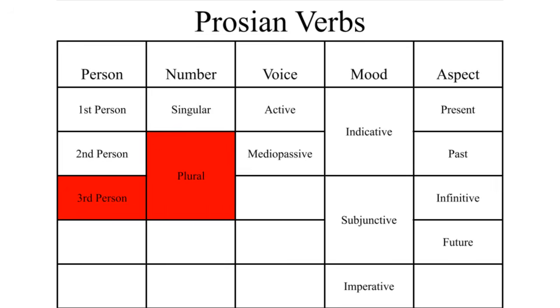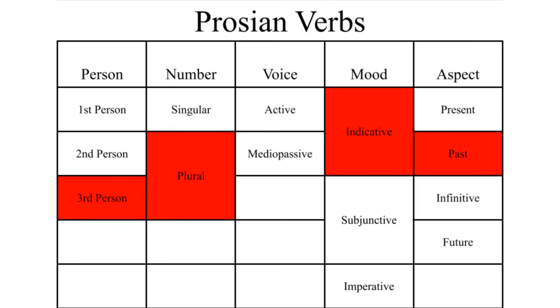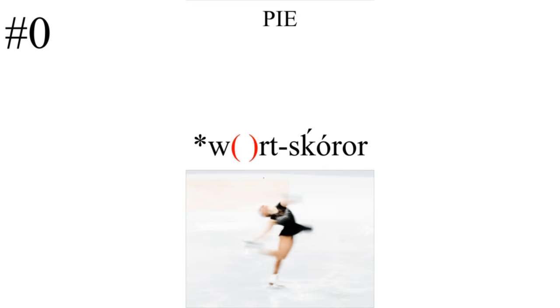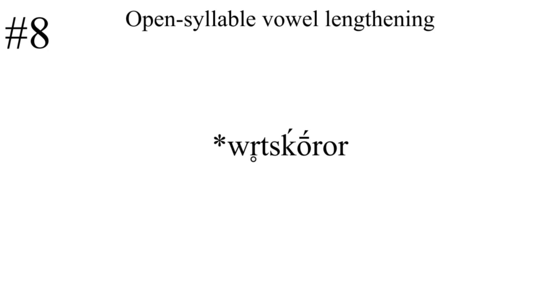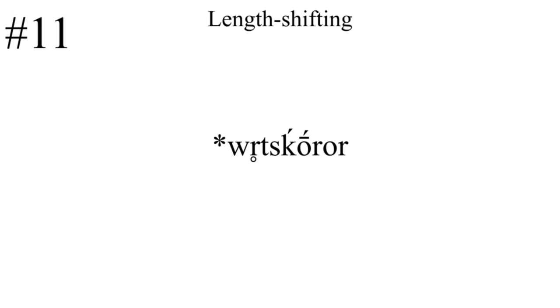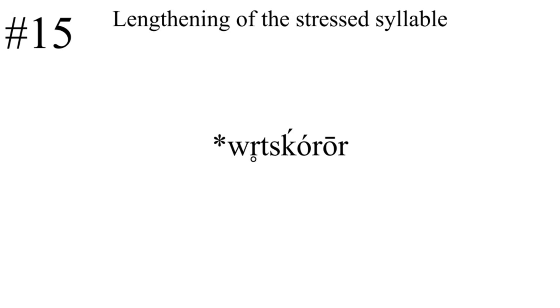Obviously, third person plural, past indicative, and they aren't dancing an object, they're just dancing. So we use the middle voice. That ending is storor, and it puts the root into zero grade. Rule 8 lengthens vowels in open syllables, storor. Rule 11 shifts that length onto the following unstressed syllable, wortstoror. But then Rule 15, the stressed syllable regains length, wortstoror.